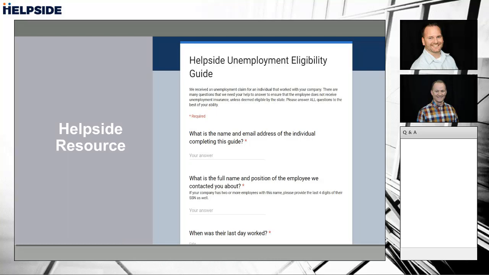And one resource for you, if or when you do have somebody that files for unemployment, let us know. If you want to contest the unemployment, absolutely. We have this Helpside Unemployment Eligibility Guide, a 31-question guide that some of our team members have put together for us, and it walks through not every, but most possible scenarios. Was it medically related? Was it performance? What was it? What happened? What was the final straw? We're going to ask all of those hard questions that a judge is going to ask, and based off of those answers that you give us, we can really pinpoint what we need to present to the state to help you win those unemployment claims.